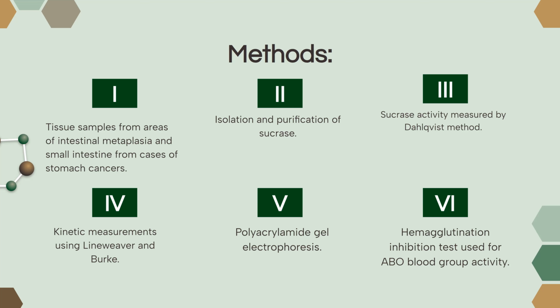Subsequently, sucrase purification was carried out, which involved solubilization with papain, ammonium sulfate fractionation, gel filtration on a Biogel P300, chromatography on DEAE cellulose, and electrophoresis on polyacrylamide gel to separate any contaminated minor blood group substances. Sucrase activity was measured using Dahlqvist's method, with 0.1 molar sucrose as the substrate.